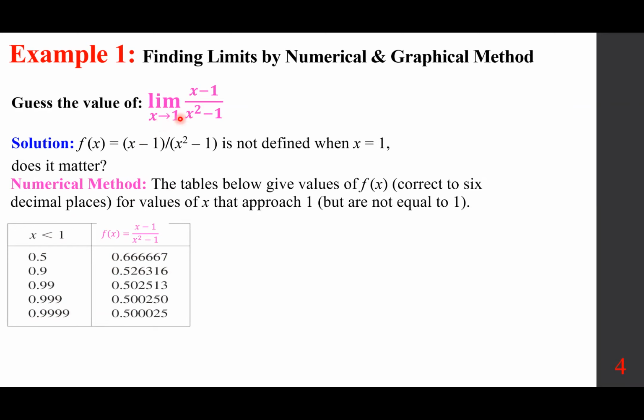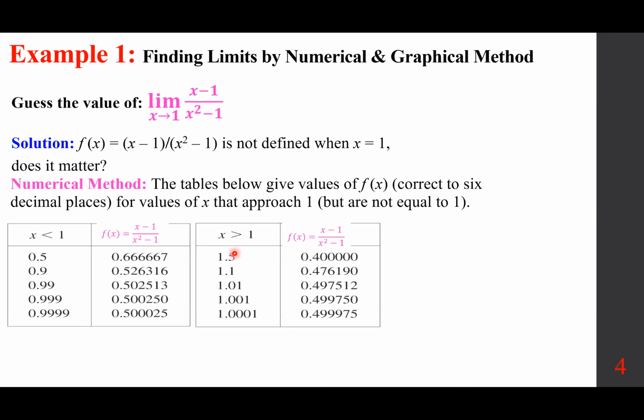From the right side of 1, we pick 1.5, 1.1, 1.01, and so on and so forth. And as you can see, this is the closest one, and this is the answer we plugged into this function of x, x minus 1 over x squared minus 1. Now, when we compare these two, it seems the limit exists and it's equal to 0.5 or 1/2.